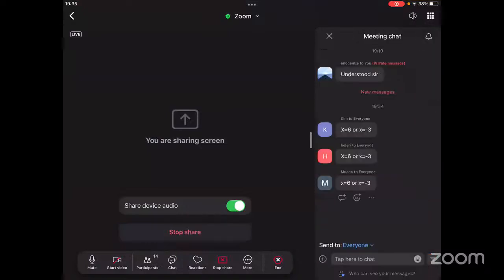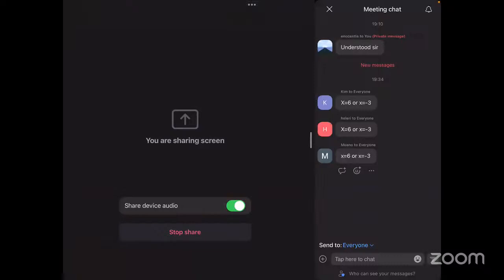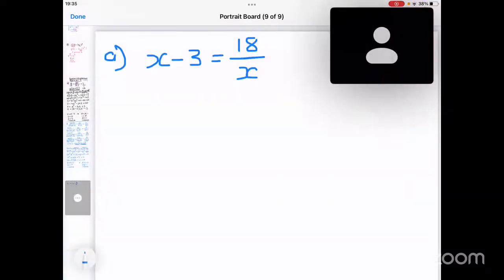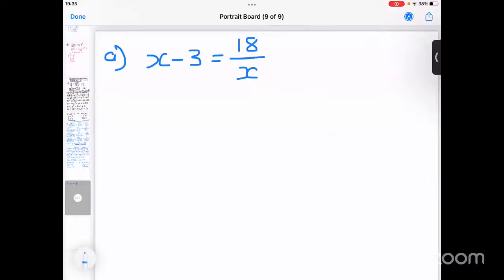X equals that, or x is equal to that. We have 6 and -3. Okay, looks like you guys are getting the same answer. So very quickly, 6 and -3. You are saying x is equal to 6 or x is equal to -3. I'm going to test those answers, so I will just tell you if they are correct.